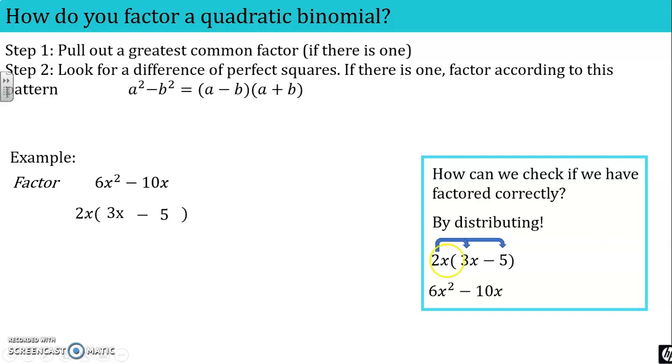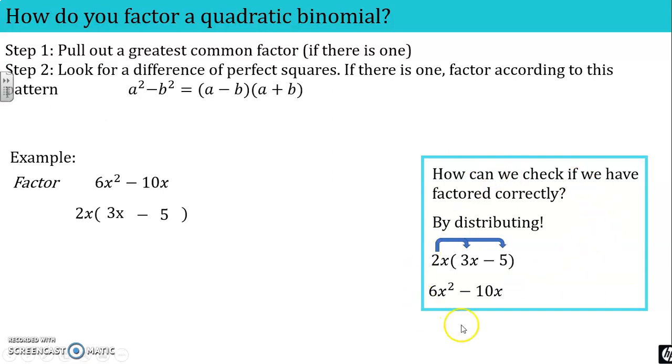If you were to do that, you would get 6x squared minus 10x, which was the original question. So in distributing, we just undid all the work we did here, and it brought us back to the original question. All right, so because it brought us back to the original quadratic, we know that we factored correctly.